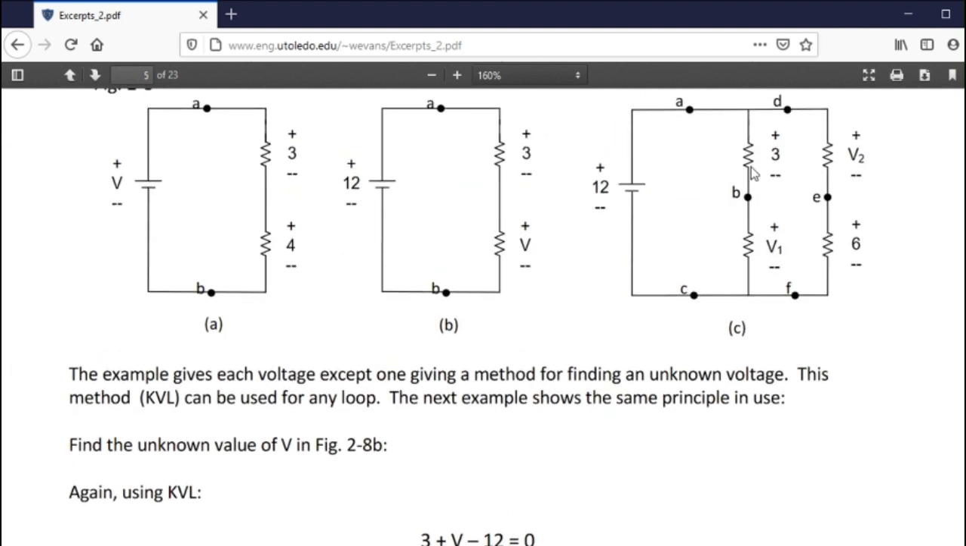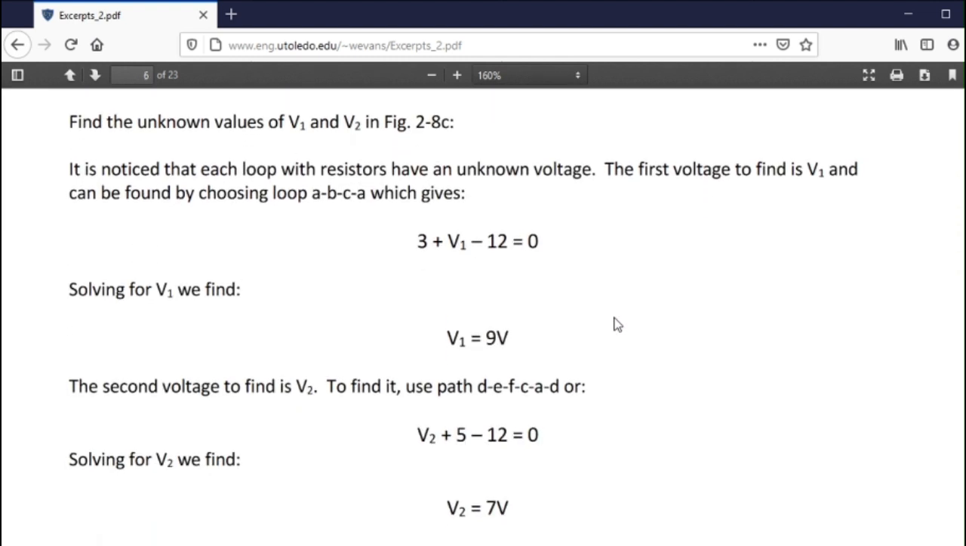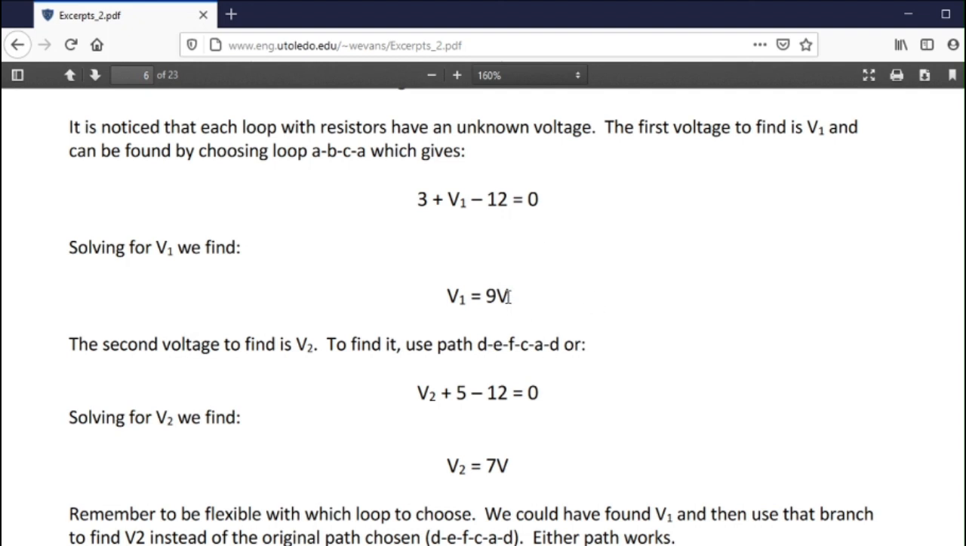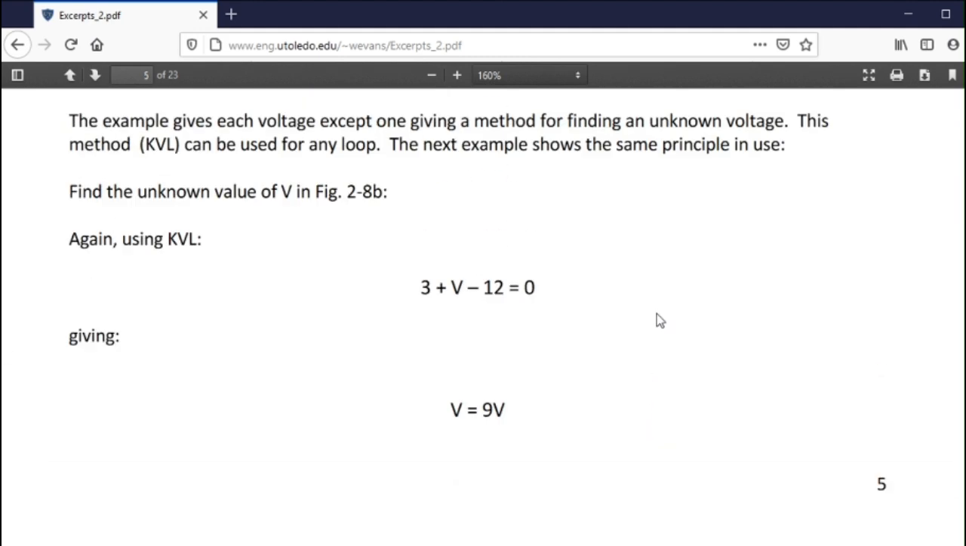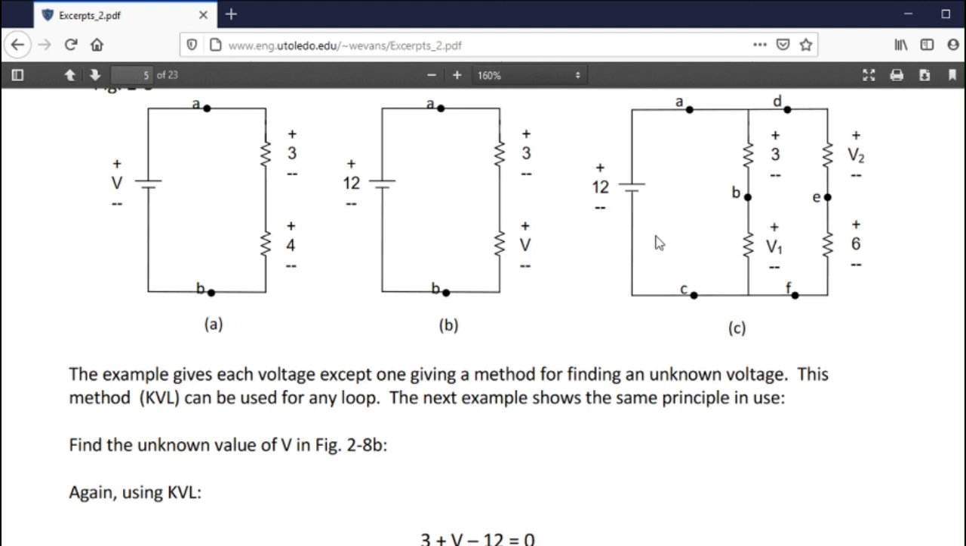Here, 3 plus V1 equals 12. That's one loop. I have to come back down here and find this again. V1 equals 9 volts. So now we know 9 volts right here. So now we can either go around this loop or we can go around this loop again.